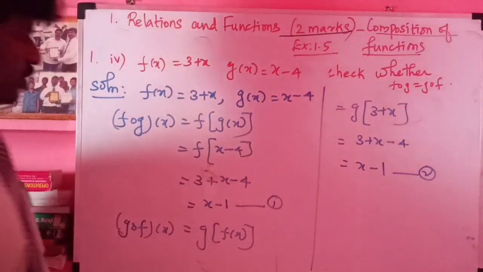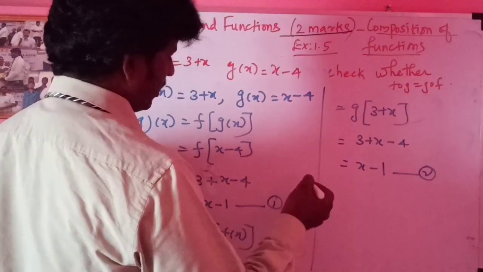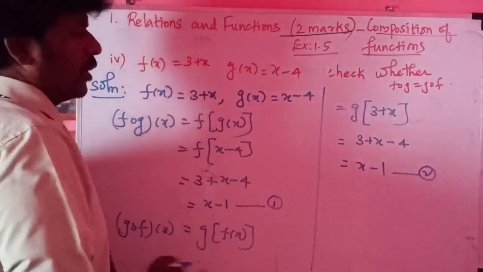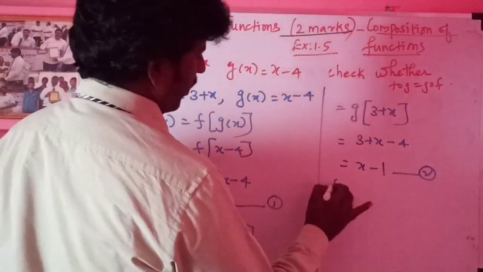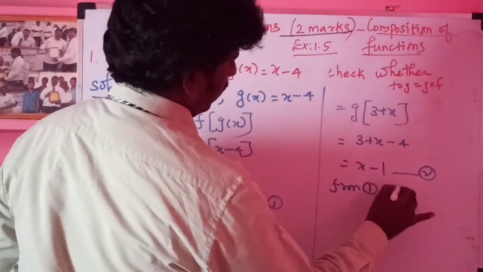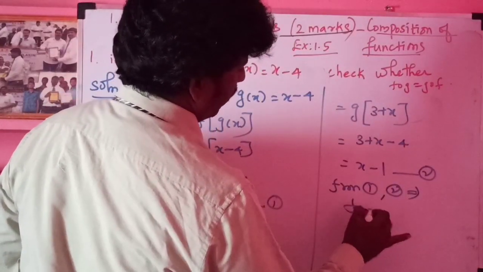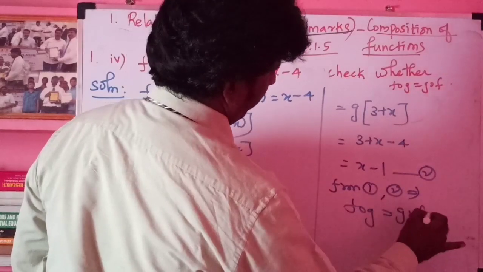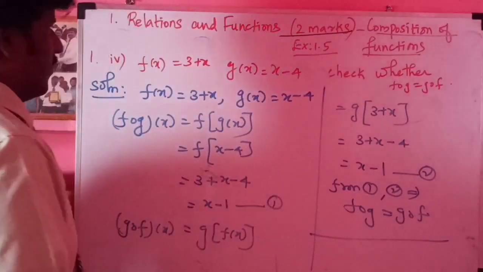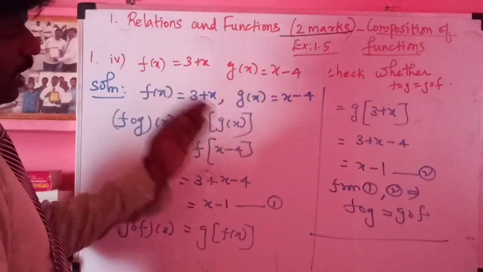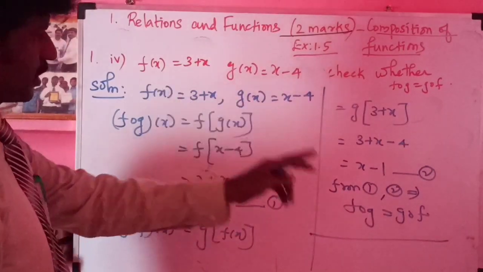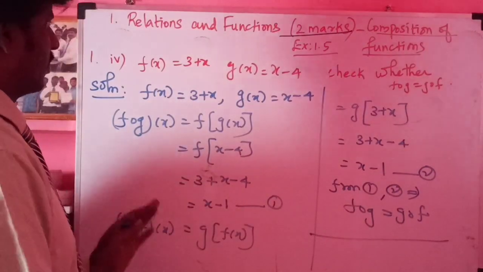இங்க ரெண்டுமே ஈக்குவலா வந்திருக்கு. இந்த question தான் first time ஈக்குவலா வருது. இதுக்கு முன்னாடி நம்ம போட்டது எல்லாமே not equal to தான் வந்தது இல்லையா? So from 1, 2 implies f dot g is equal to g dot f. புரியுதுல? First 3 problems-மே not equal to தான் வந்தது இல்லையா? Fourth sum தான் equal to இருக்கு. இப்போ அடுத்து fifth problem பார்க்கலாம்.